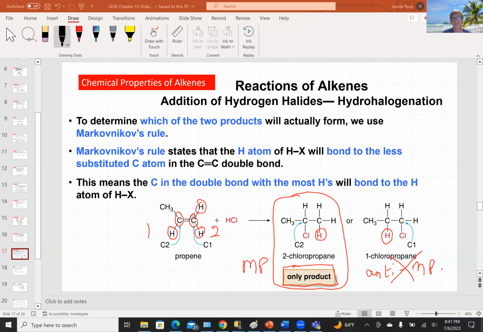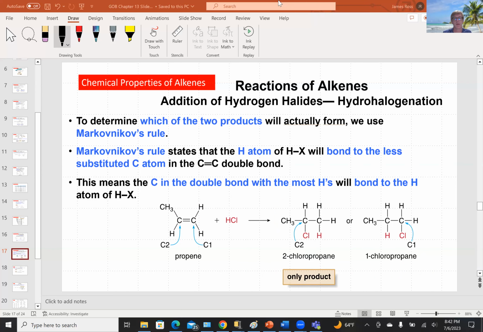What if both carbons had the same number of hydrogens? Well, then it wouldn't matter because you wouldn't see Markovnikov's rule in action because it would lead to an identical product anyway. So Markovnikov's rule is always in effect. You don't always see it if your compound doesn't allow the effect to be seen. So to allow the effect to be seen, your carbons have to have a different number of H's on them.